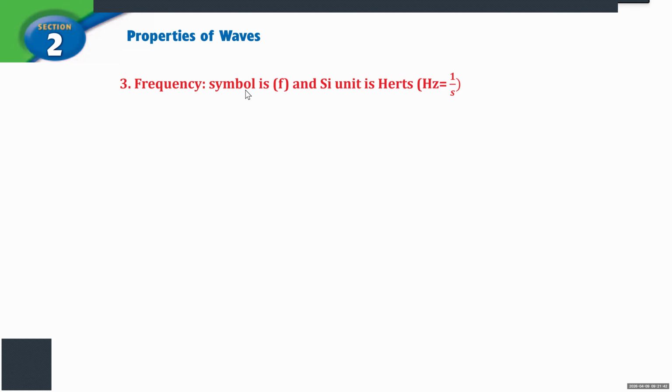So frequency is the number of waves produced in a given amount of time. Sometimes we say number of cycles per unit time.